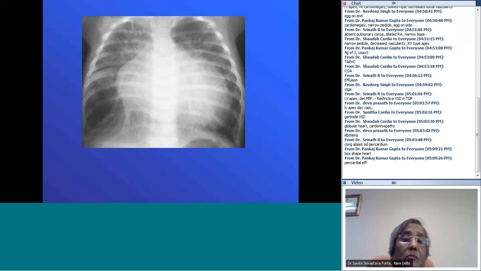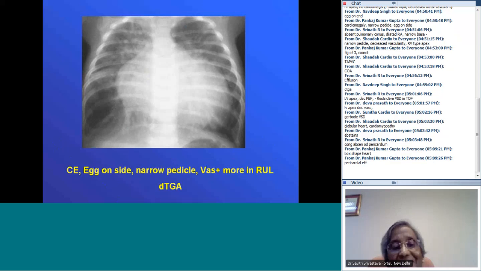So this is a very typical X-ray of what condition, as is the transposition with intact septum. And this is the classical markedly enlarged heart, egg-on-side appearance and narrow pedicle. So with that, it is very important to have a narrow pedicle, no pulmonary artery segment, no main pulmonary artery segment, because the pulmonary artery is posterior, so you have an increased vasculature, but no pulmonary artery segment.